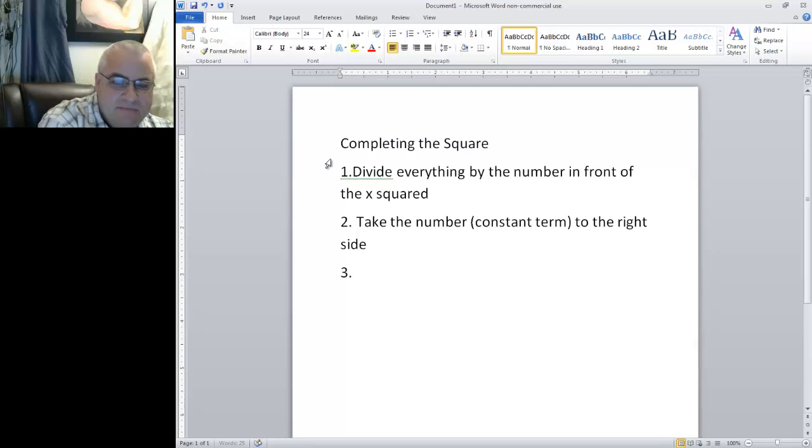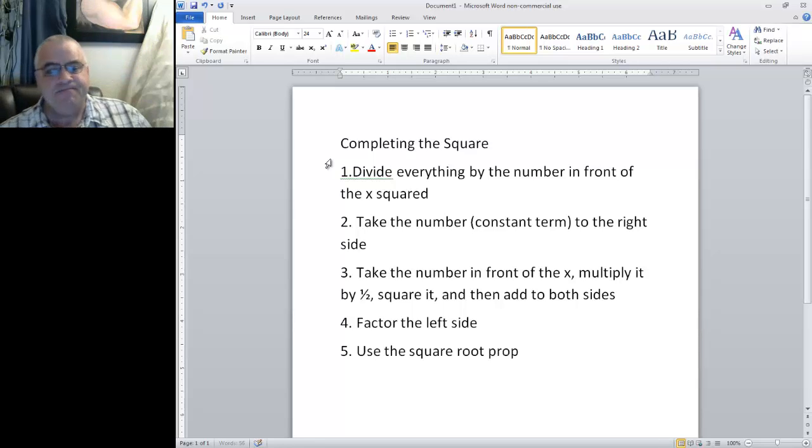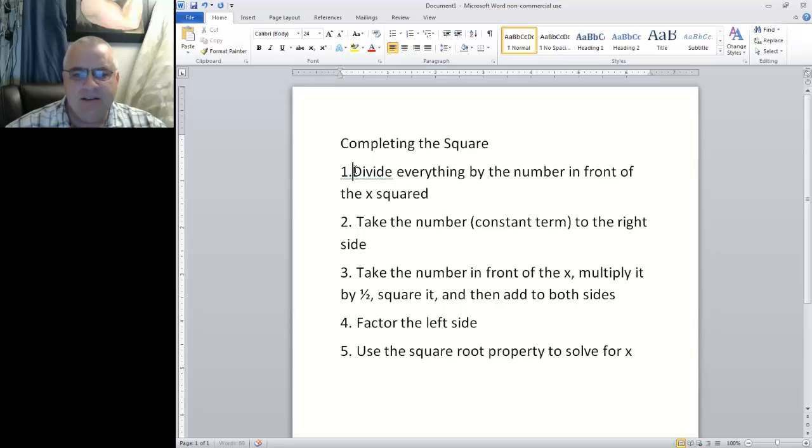Step 3, take the number in front of the x, the coefficient, multiply it by 1/2, square it, and then add to both sides. Step 4, factor the left side. And step 5, use the square root property to solve for x. Okay, let's take a look at some problems dealing with this.